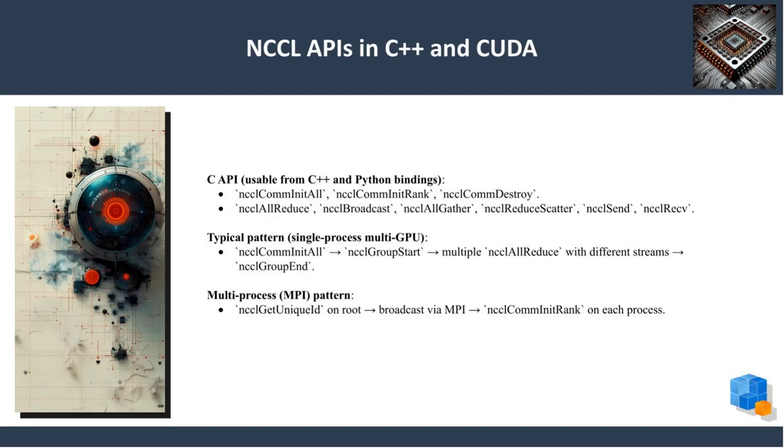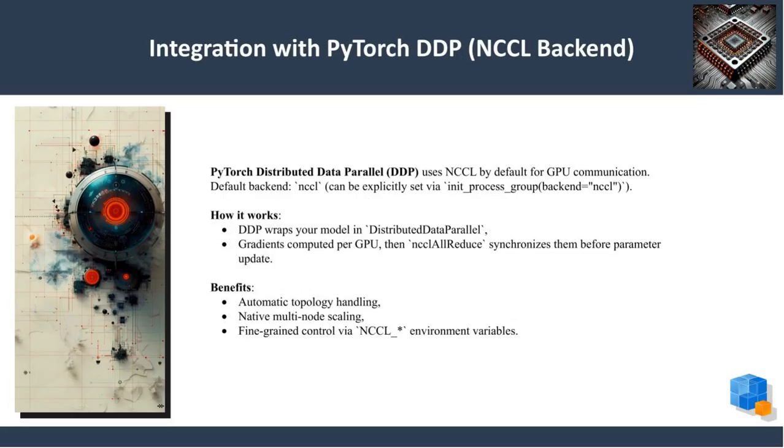In single-process multi-GPU setups, use NCCL commit_all followed by NCCL group start and multiple NCCL all reduce calls. For multi-process setups, NCCL getUniqueID is used with Message Passing Interface for initialization. PyTorch Distributed Data Parallel (DDP) leverages the NVIDIA Collective Communications Library for efficient GPU communication.